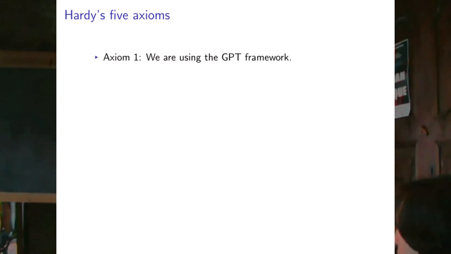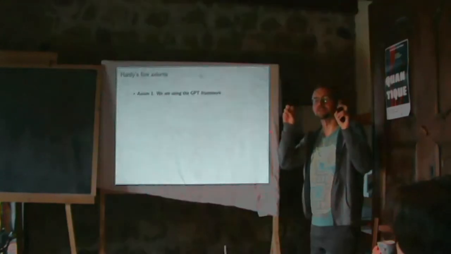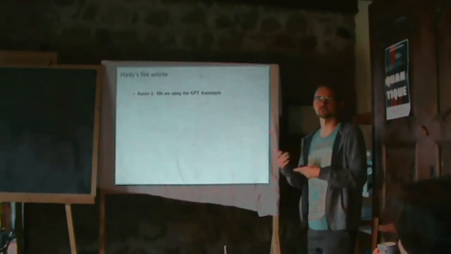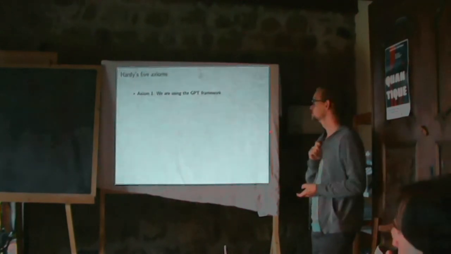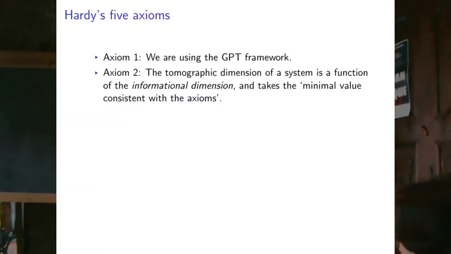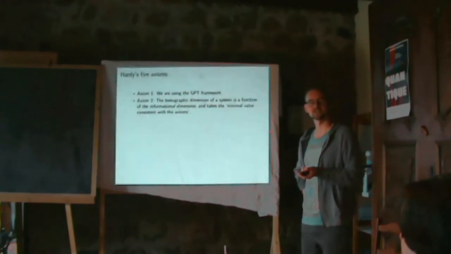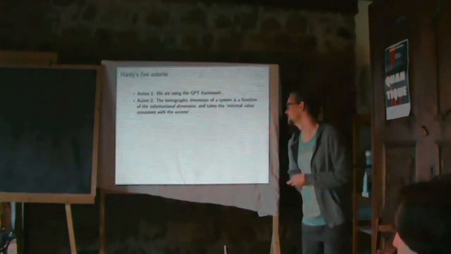So Hardy has five axioms. The first one basically boils down to: we are using the GPT framework, because he basically invented it for the purpose of reconstructing quantum theory, so he still stated this as an axiom that the other papers just use as a framework. The second one says that the tomographic dimension of the system is a function of the informational dimension. I'm going to define what informational dimension means later. And this function takes a minimal value consistent with the axioms, which you can already see is not a very nice axiom, but it is useful.